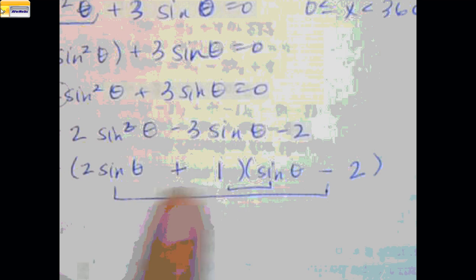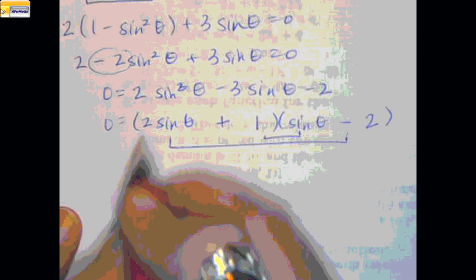So we have 2 sine theta and sine theta, because 2 times 1 is 2. The only way to get this 2 in the back is a 1 and a 2 or a 2 and a 1. If I made this one a 2 and this one a 1, if I had negative 4 sine theta plus 1 sine theta, that gives me negative 3 sine theta, so that does work. Once you have factored, set them both equal to 0, yes?